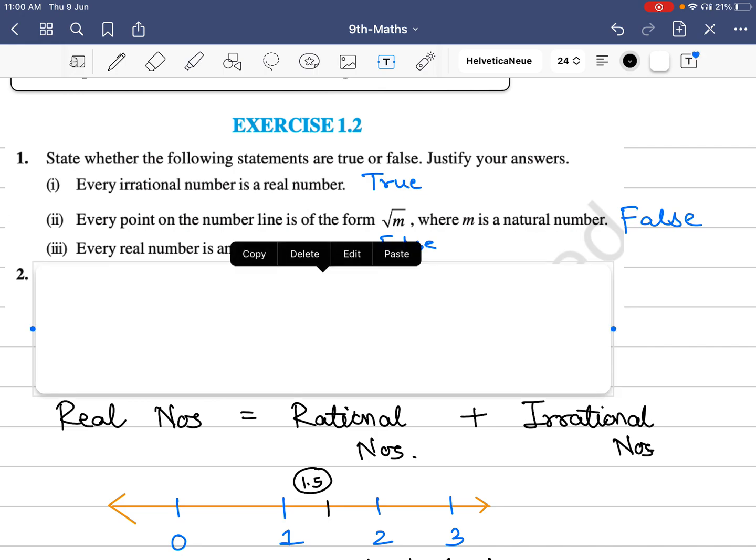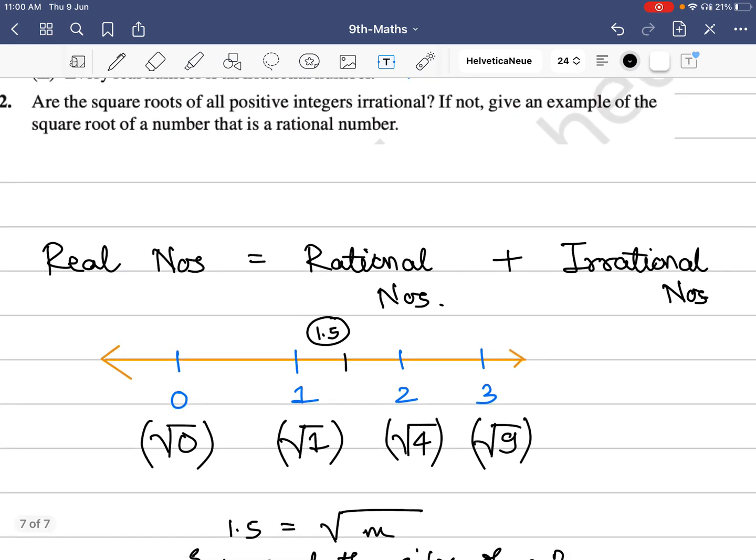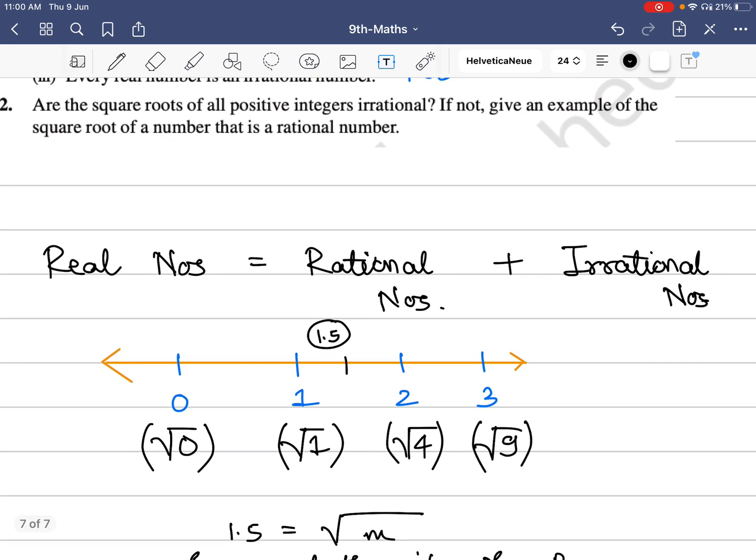Now let's go to question number 2. Question number 2 reads, are the square roots of all positive integers irrational? Now, this is the question that is being asked. It's like a yes or no question. Are the square roots of all positive integers irrational? If not, give an example of the square root of a number that is a rational number.